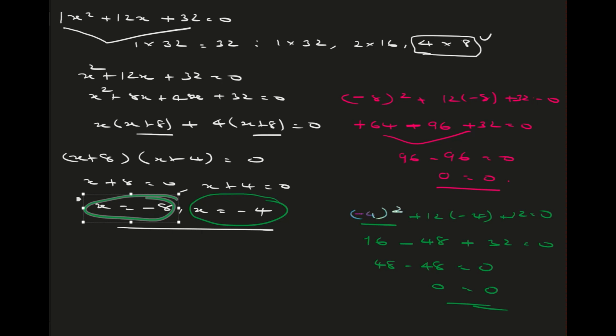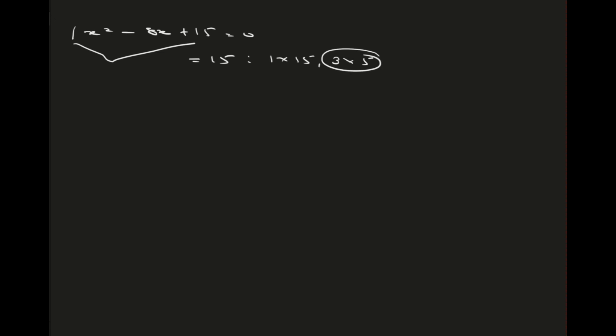Okay, now let's do our final example. Our final example is x squared minus 8x plus 15 equal to 0. Again, same thing, there's a 1 here, we multiply with that one, we get 15, and then we get the factors of 15, so it's 1 times 15, and then we have 3 times 5. And we can see that this is what we're looking for. It should be able to give us this. So we write down the whole equation again.